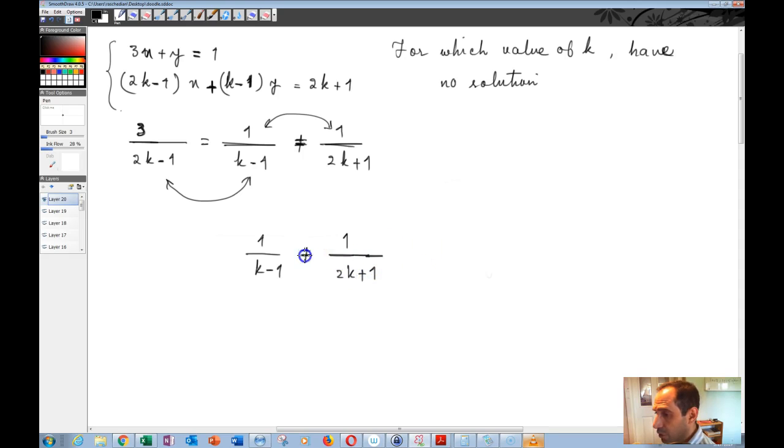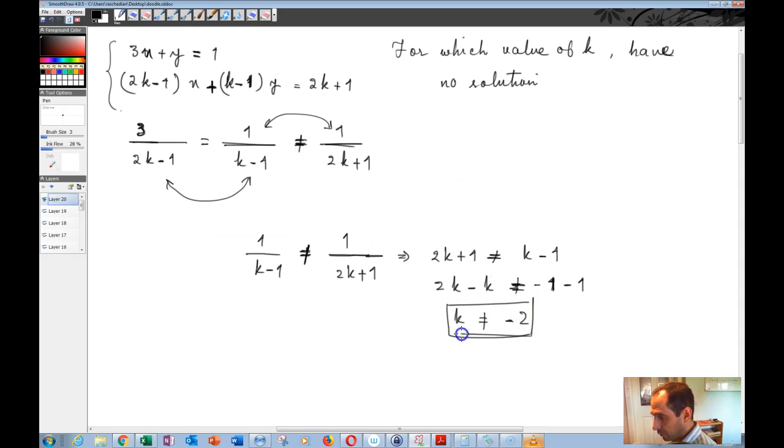Okay, I think the ratios are going to work for us. So if I cross multiply, 1 times 2k plus 1, which is 2k plus 1, is not equal to k minus 1, and 2k minus k is not equal to negative 1 minus 1. Okay, now 2k minus k is k, so k is not equal to negative 2. So this is the value that you have to exclude from the values of k, and this is negative 2.